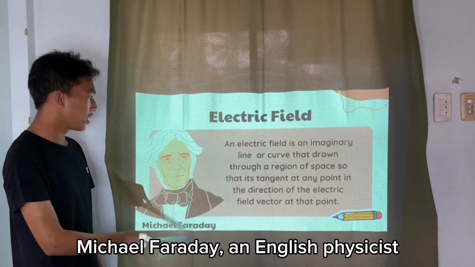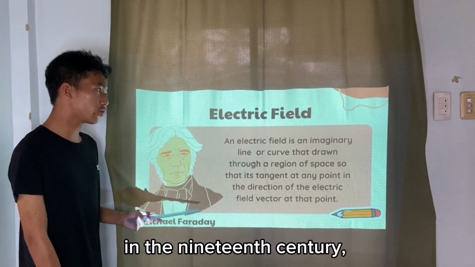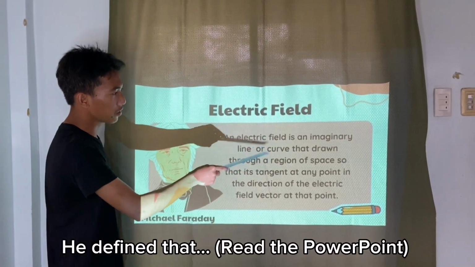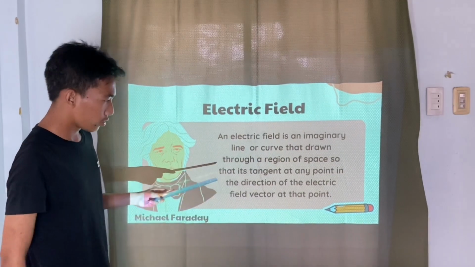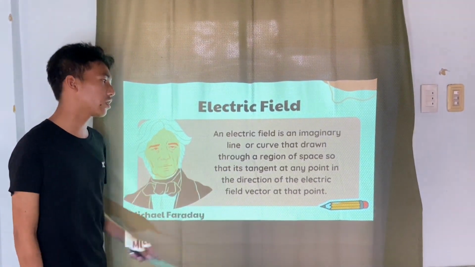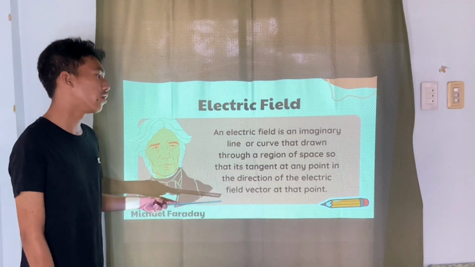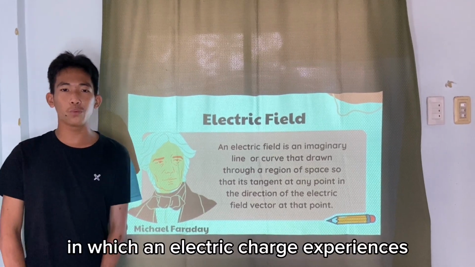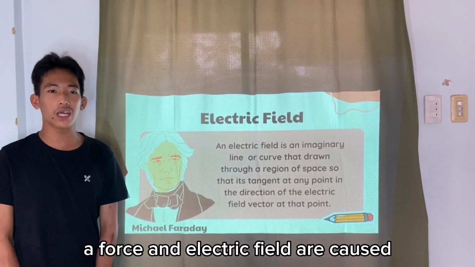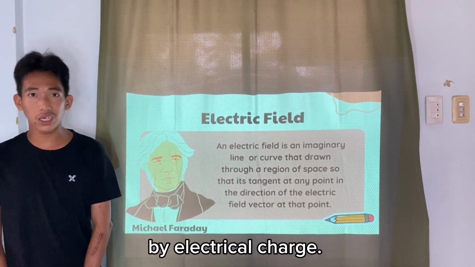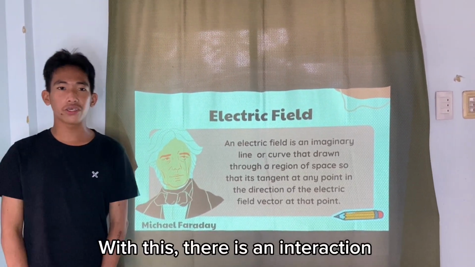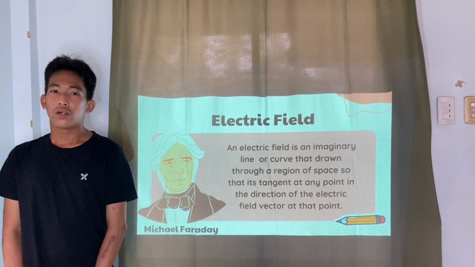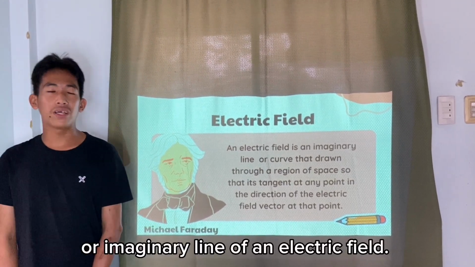Michael Faraday, an English physicist in the 19th century, proposed the concept of the electric field. He defined an electric field as an imaginary line or curve drawn through a region of space so that its tangent at any point is in the direction of the electric field vector at that point. So an electric field is a region of space in which an electric charge experiences a force, and electric fields are caused by electric charges. Where there is an interaction from one charge to another, it is because of the field, or imaginary lines, of an electric field.